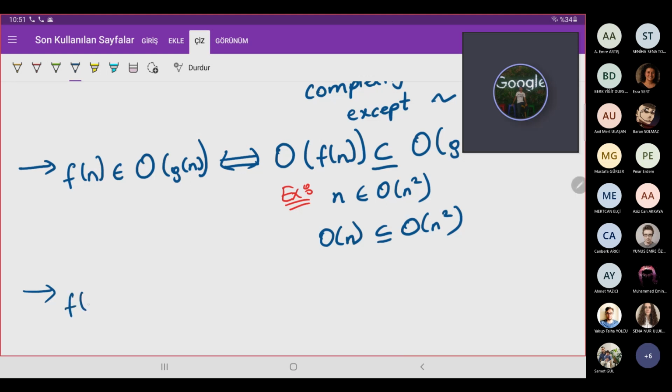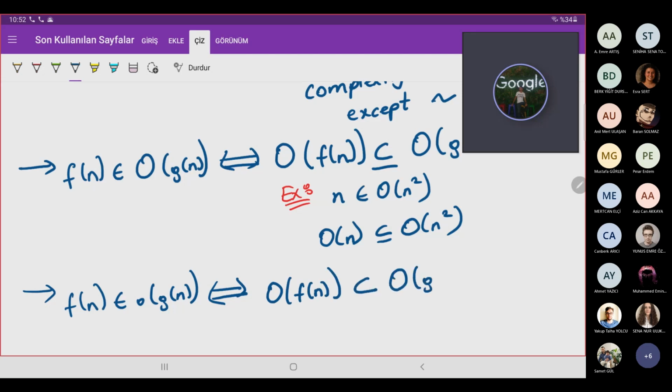Fn is in little o Gn if and only if, with little o, we don't have this subset sign. Now we need to have a strict subset. If Fn is strictly upper bounded by the set of functions Gn, the growth rate of Gn, then it means that big O Fn is a proper subset of big O Gn.